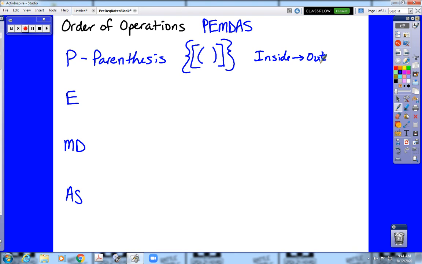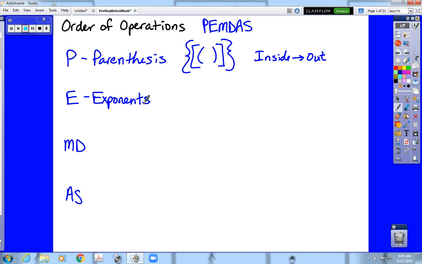E stands for exponents. So after you have eliminated all parentheses, you would then use any exponents. Now keep in mind that once the parenthesis is settled down to a single number, it no longer counts as parentheses, then it becomes multiplication or addition, depending on what sign is in front. Okay? So exponents would be next. Remember that something like to the third power means you're taking that number times itself that many times. So x cubed would be x times x times x. 2 to the fourth would be 2 times 2 times 2 times 2, etc.